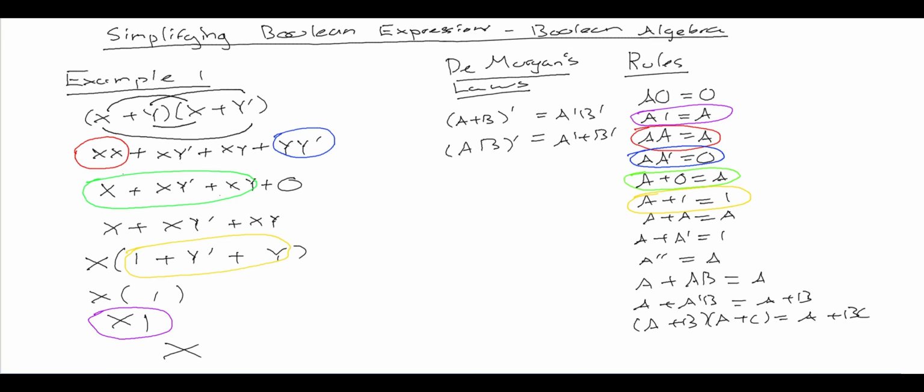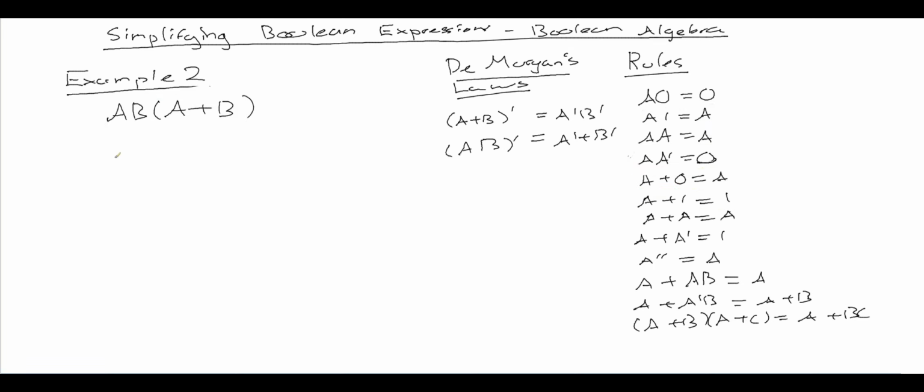Okay, so let's move on to look at another example. Okay, so our second example here, I can see that as with the first example, I've got a bracket. This time I've only got one bracket. What I can do, in the same way as we did in the first example, is multiply out this bracket or expand this bracket.